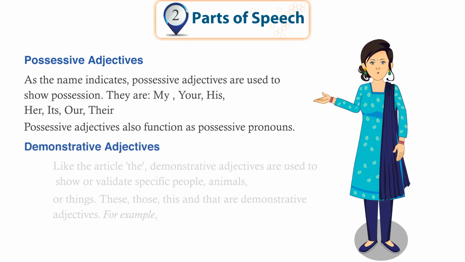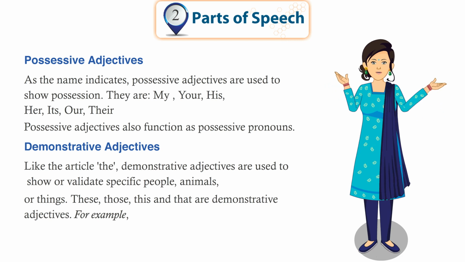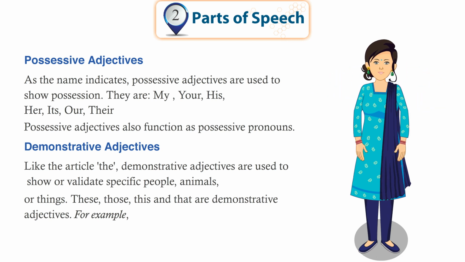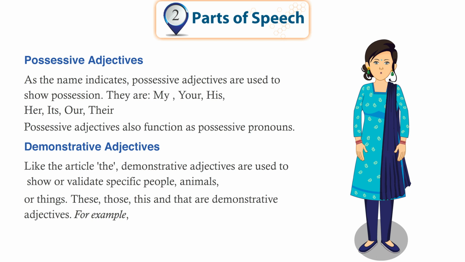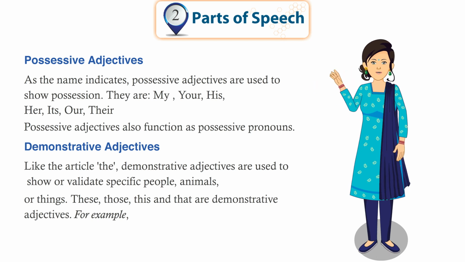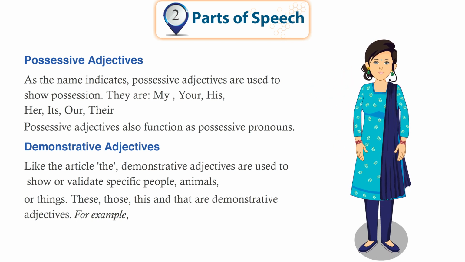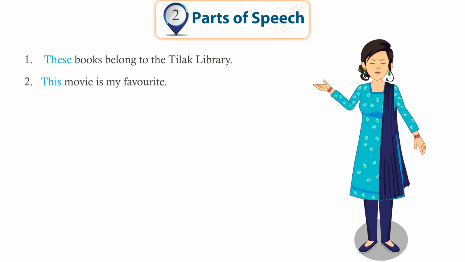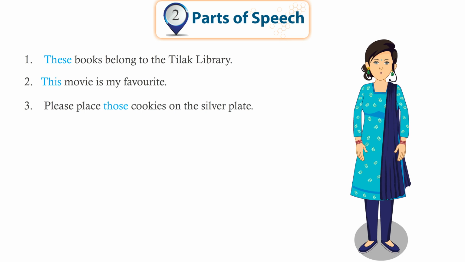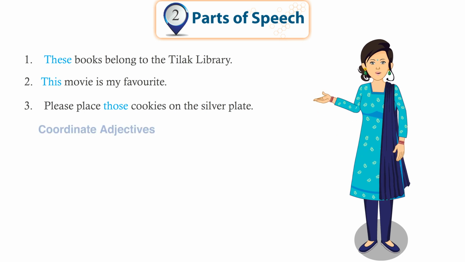Demonstrative adjectives. Like the article the, demonstrative adjectives are used to show or validate specific people, animals, or things. These, those, this, and that are demonstrative adjectives. For example, these books belong to the Tilak library. This movie is my favorite. Please place those cookies on the silver plate.